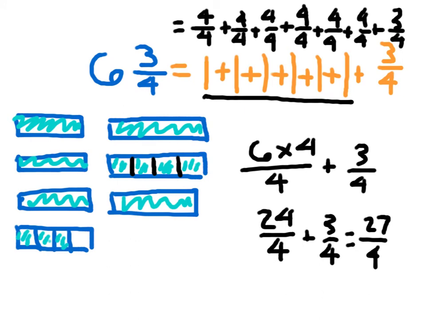There I place the model representation for 6 3/4. 1 whole, 2 wholes, 3 wholes, 4 wholes, 5 wholes, 6 wholes, and 1, 2, 3 out of 4, 6 3/4. Now if we looked at this here, and this had been fourths, remember each whole is worth 4/4. 4/4, 8/4, 12/4, 16/4, 20/4, 24/4. Doesn't that look familiar? Plus that 3/4, which does equal 27/4 as an improper fraction.